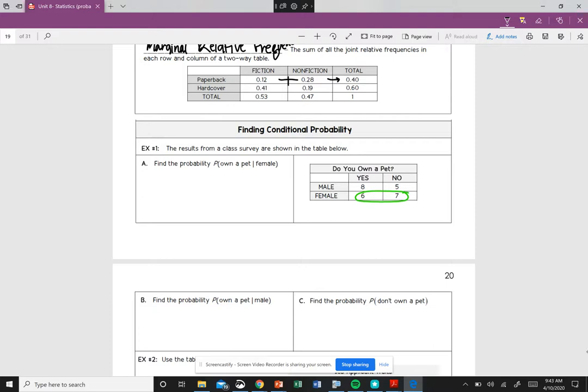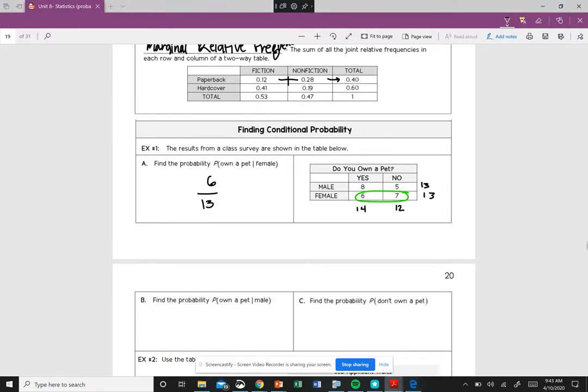So how many females are in this table? First off, let's add these. So 8 plus 5 is 13. 6 plus 7 is another 13. This is 14, yes, own pets, and 12, no, don't own pets. There's a total of 26 kids in this class. Do you see that? Okay, so there are a total of 13 females. So how many of those females own a pet? 6. So that's the probability of owning a pet given that you're female.